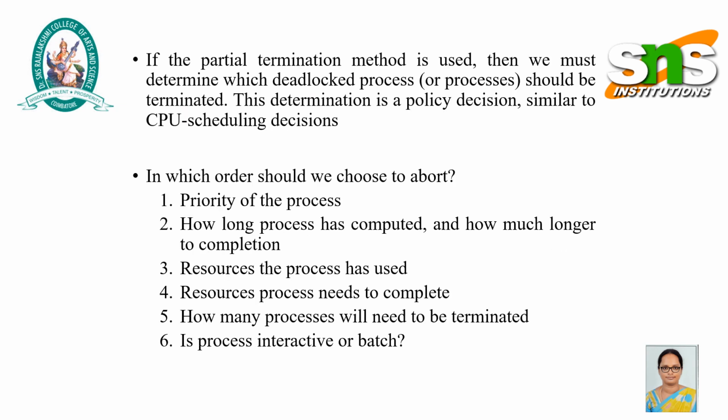If the partial termination method is used, then we must determine which deadlocked process should be terminated. This determination is a policy decision similar to CPU scheduling decisions, in which we decide in which order to abort. Factors include the priority of the process, how long the process has computed and how much longer to completion, resources the process has used, resources the process needs to complete, how many processes will need to be terminated, and whether the process is interactive or batch. Using all these considerations, we choose a particular process to terminate to avoid a deadlock.